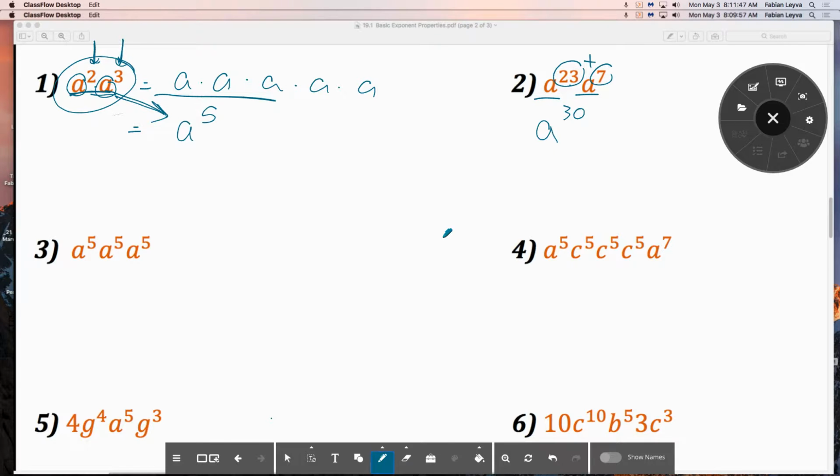All right, what happens when you're multiplying multiple like bases? Does that really change anything? No, your base is going to stay the same because you're still multiplying it over and over again. And what do we do with all the exponents? Add them. So it's just 5 plus 5 plus 5, which equals a positive 15.